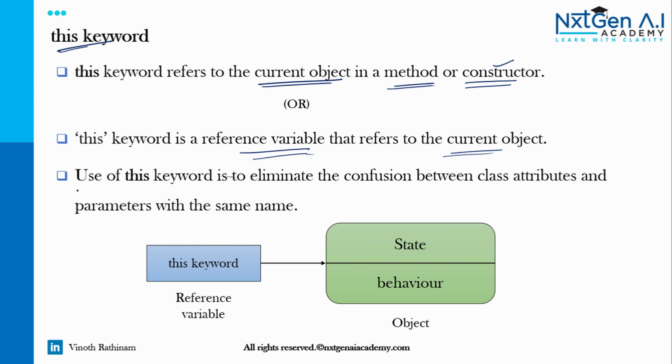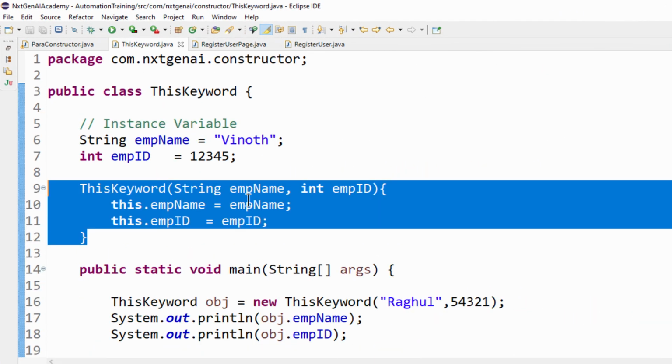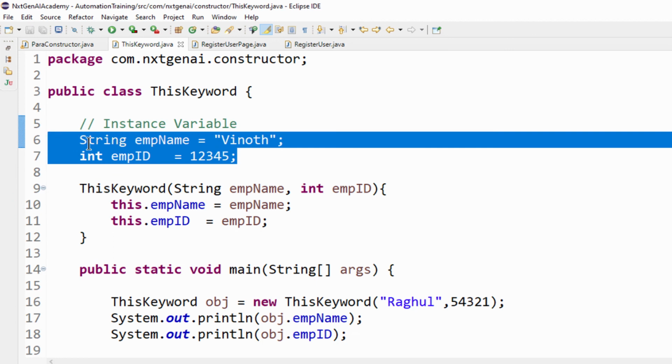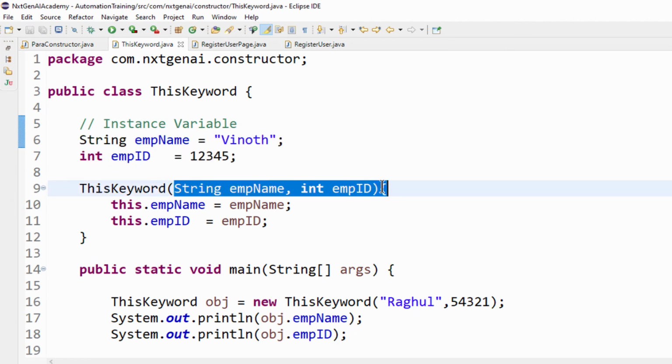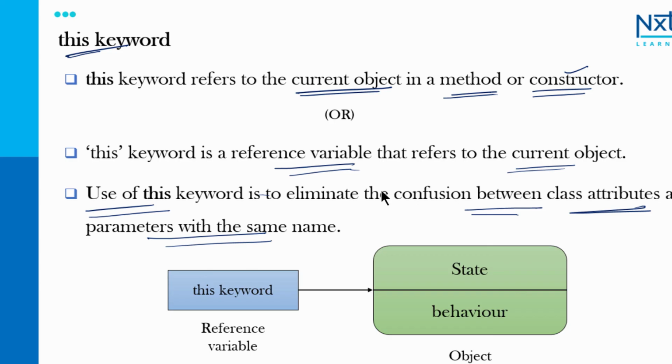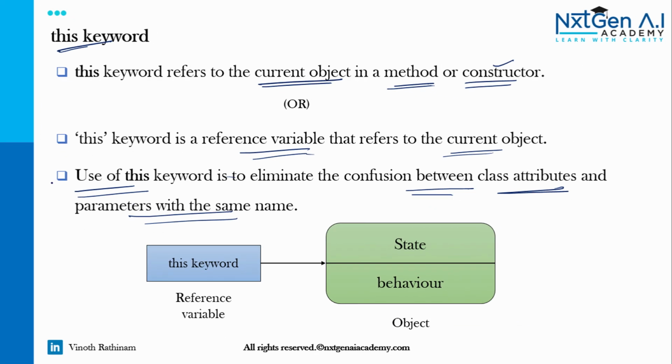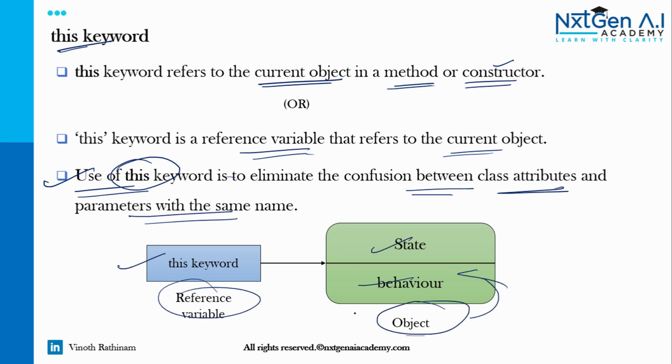And if they ask what is the use of this keyword, it eliminates the confusion between class attributes and parameters with the same name. What does that mean? This is the class attribute and this is the parameter with the same name. Whenever we come across such a scenario, the best solution is using this keyword. Hope you got good clarity about this topic.